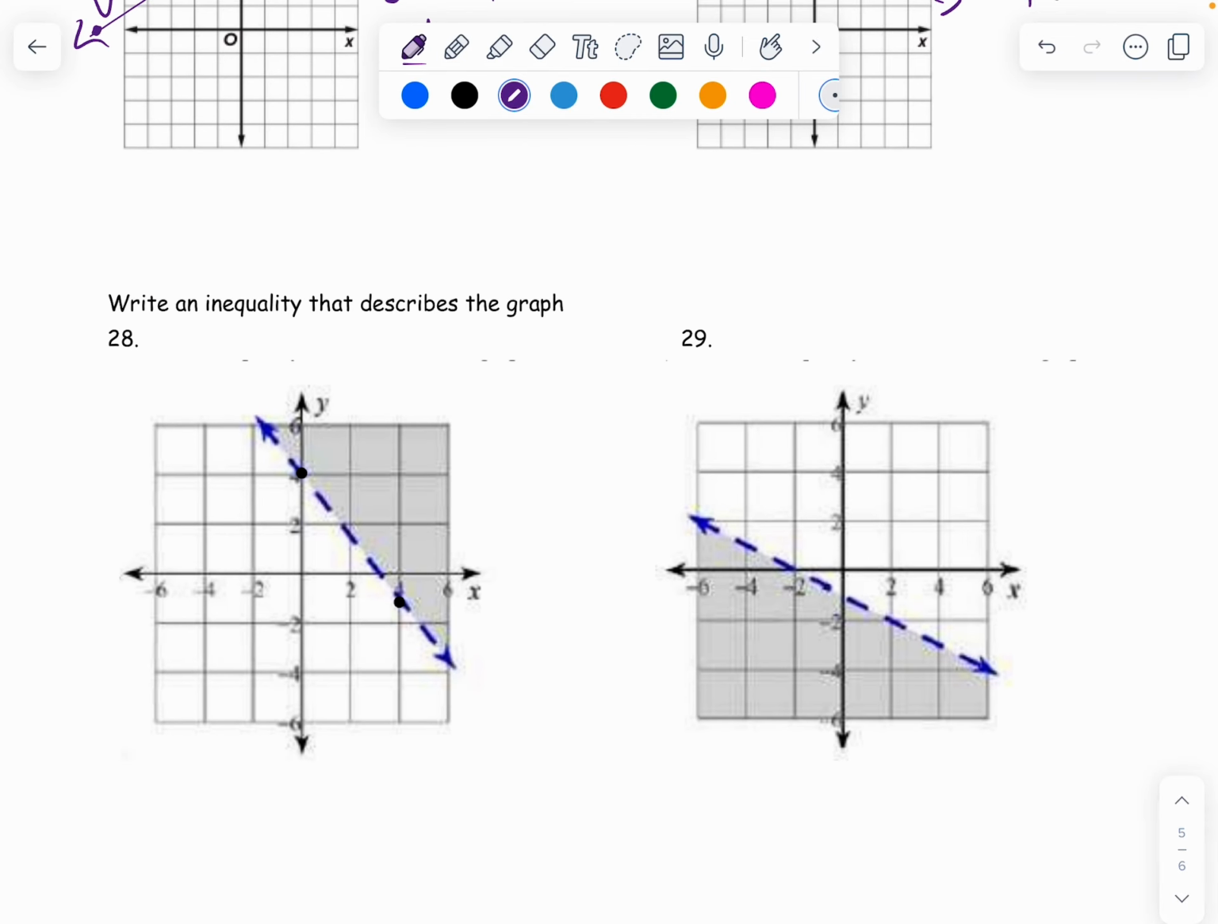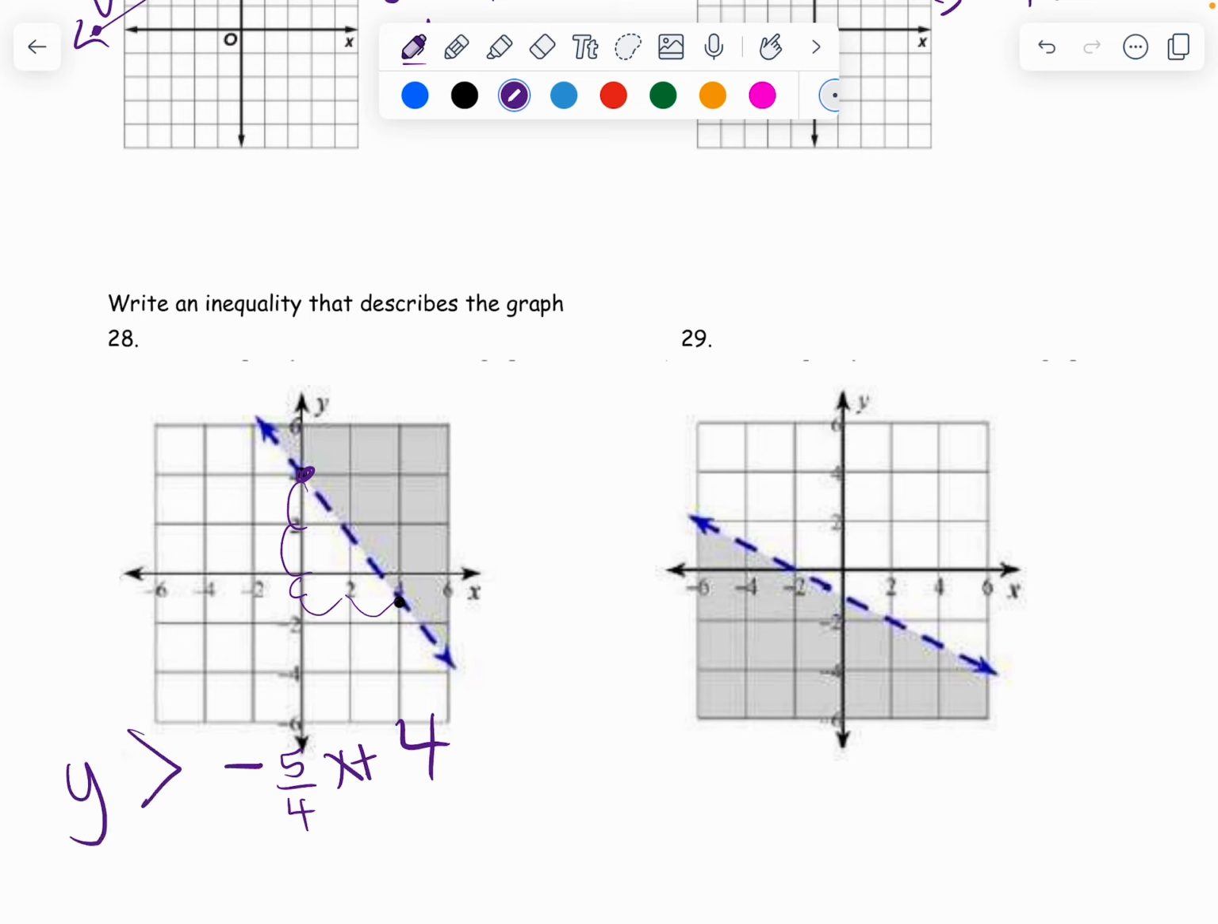Okay, what satisfies this? So my y-intercept is 4. My slope is negative. And I go down 1, 2. Oh no, these are going by 2s. So 2, 4, 5. So negative 5 over 2, 4. And that's y is greater than.